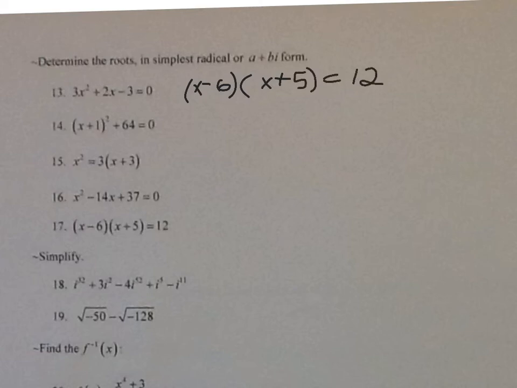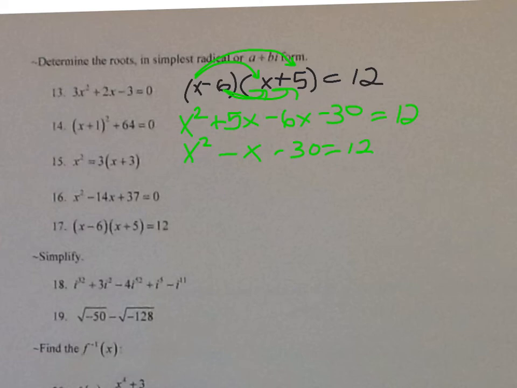So x times x is x squared. x times 5 is 5x. Negative 6 times x is negative 6x. And negative 6 times 5 is negative 30 equals 12. So I have x squared minus x minus 30 equals 12. And now I have to subtract the 12 over because it has to equal 0. So I get negative 42. So this is factorable.